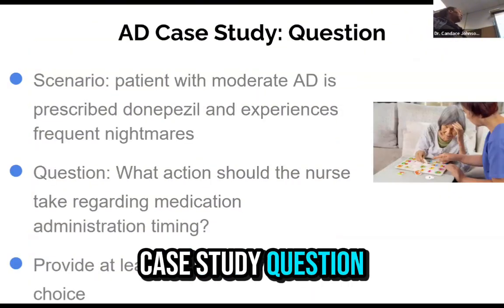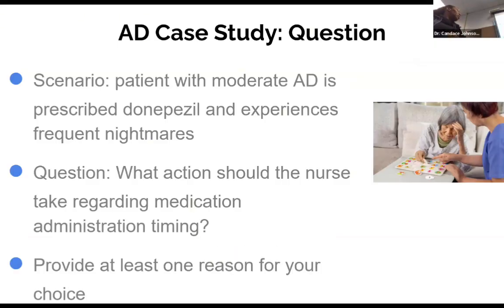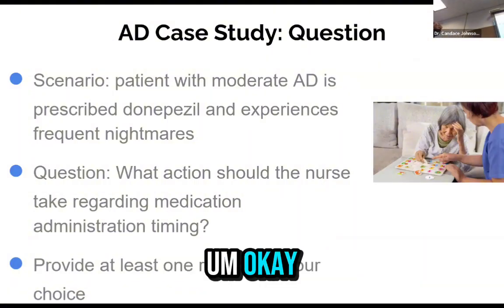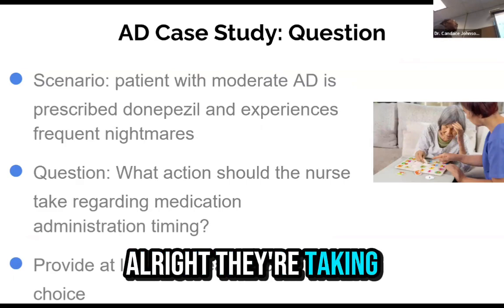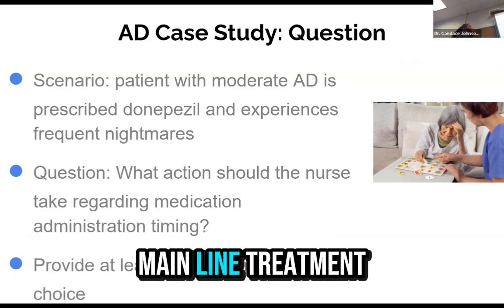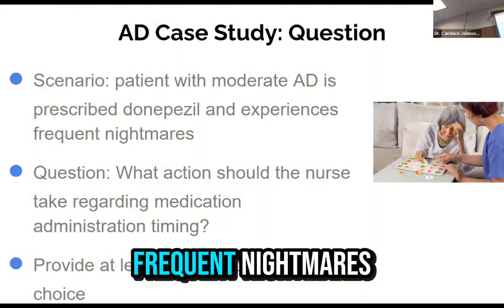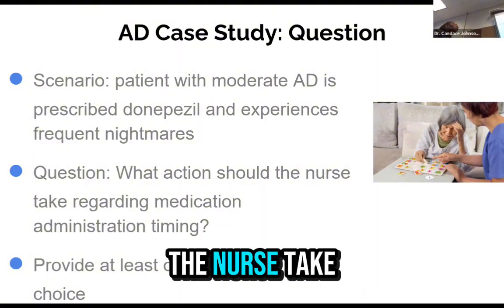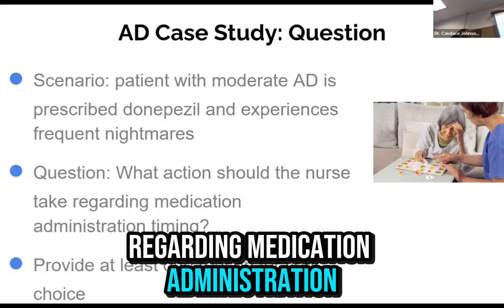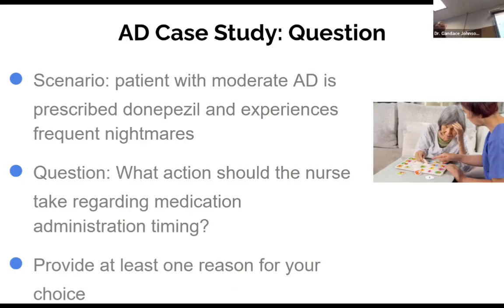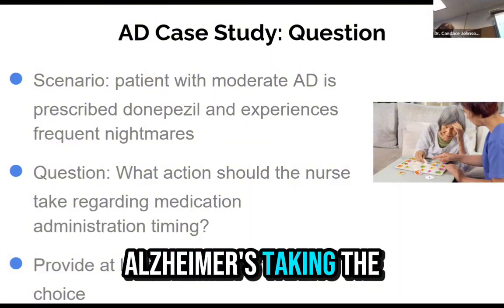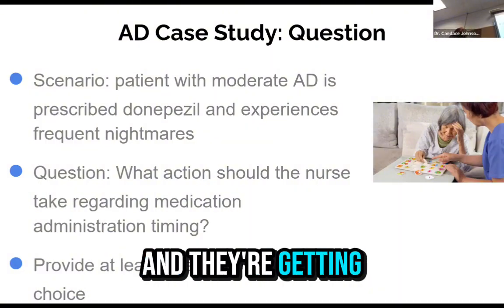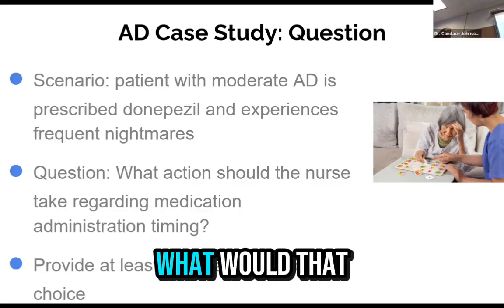And here's our case study question. Okay, so we have a scenario. We have a patient with moderate Alzheimer's. They're taking Donepezil, the mainline treatment for that, and they're experiencing frequent nightmares. What action should the nurse take regarding medication administration timing? Patient with moderate Alzheimer's taking the first line therapy and they're getting frequent nightmares. What would that nurse do?